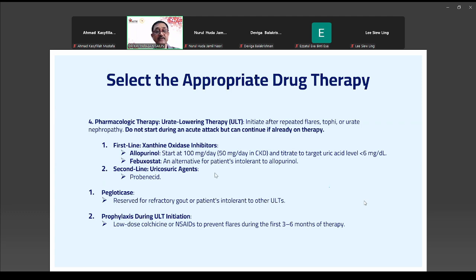If the patient is allergic to allopurinol, then you start them on febuxostat. Then the second line uricosuric agent is probenecid. Not so commonly used, but we leave it to the rheumatologist. And there is a newer medication called pegloticase, reserved for refractory gout or patients intolerant to other uric acid lowering drugs. For prophylaxis during the therapy, low dose colchicine or NSAID to prevent flares during the first 3 to 6 months. But don't ask them to take it every day long, because NSAID can cause a lot of side effects.